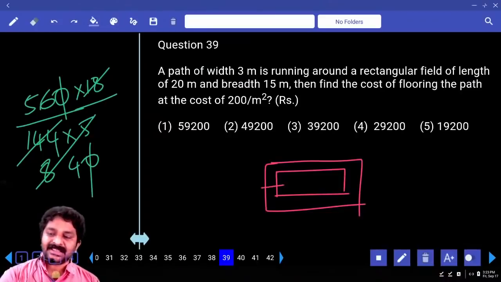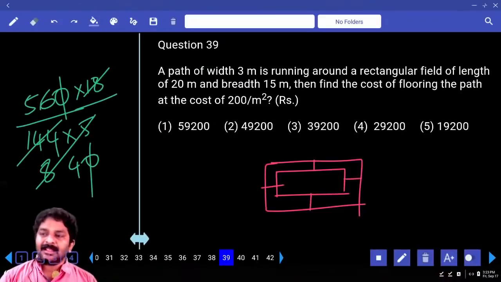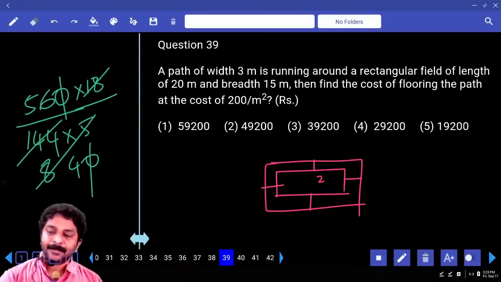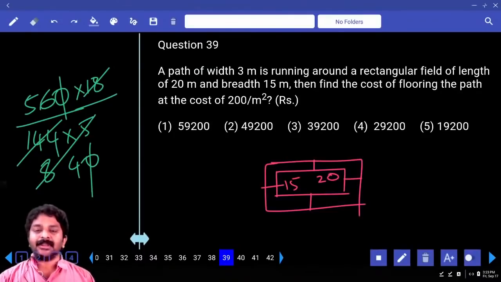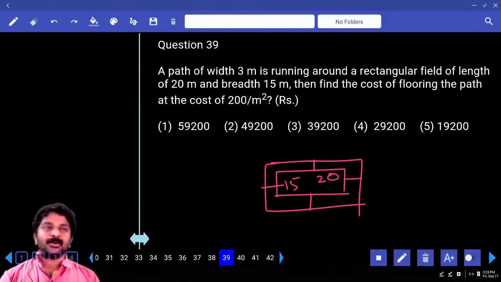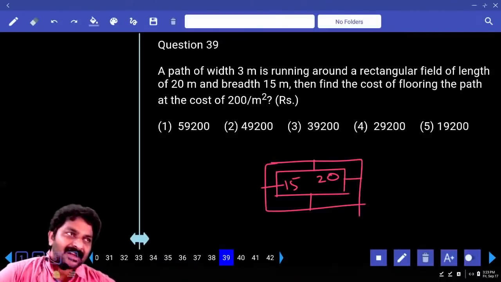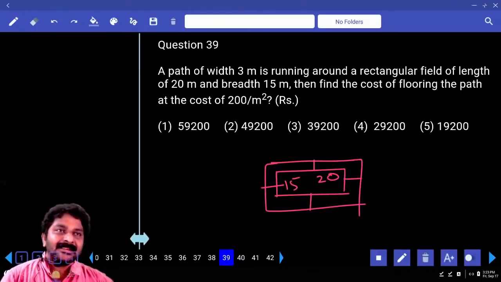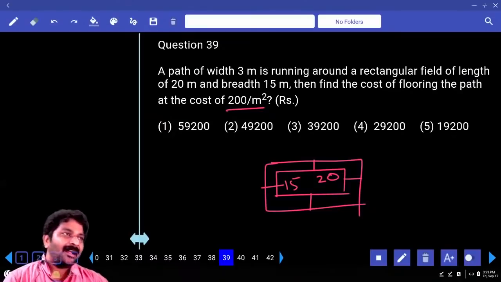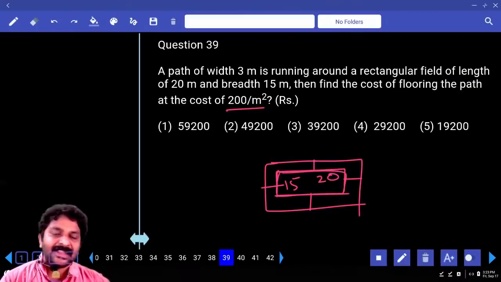Right, so the width is 3 meters and the length of the rectangle is mentioned as 20 and 15. Then the cost of laying the path at 200 rupees per square meter is. So to lay the path, you are asked to calculate the cost incurred. Area of the path multiplied by 200 will give you the answer. Correct? How do you get the path area? Outer rectangle area minus inner rectangle area. For the inner rectangle, if you know measurements as 20 and 15, for the outer rectangle we can definitely calculate.